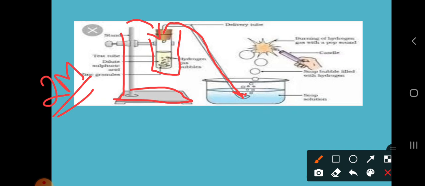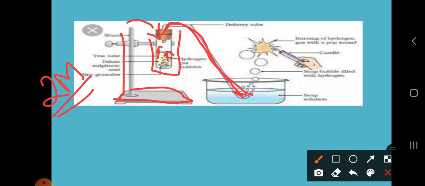So dear students, what happens when you are going to add metal pieces into this HCl? You can observe here the evolution of gas. The evolution of gas you can observe here. So this gas will pass through this delivery tube and it will pass to this soap solution. So you have to check whether the gas is formed or not.